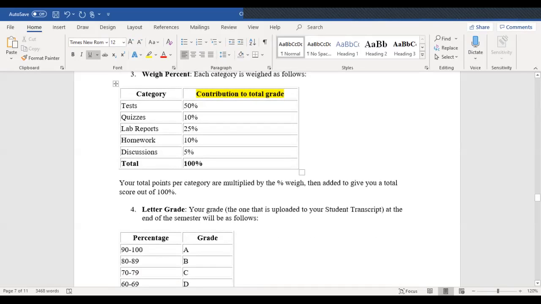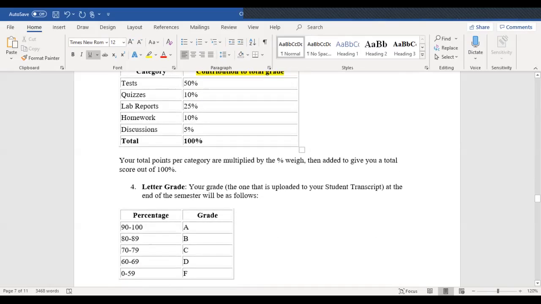If you've had classes with me, you are familiar with the way I grade. In other words, each category of assignments is worth a certain percent of your total grade. So I don't add up points. I take the points in each category, multiply them times the percent weight, and then I add up the percent weights to give me a subtotal out of 100%. All right, that's how we're going to calculate it.